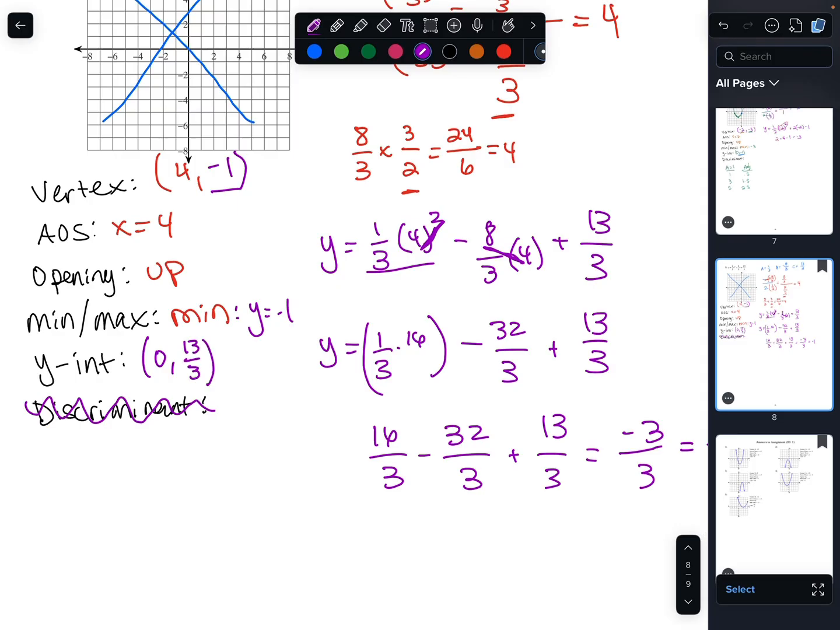Okay? That is graphing quadratics in a nutshell. That is a quick crash course.